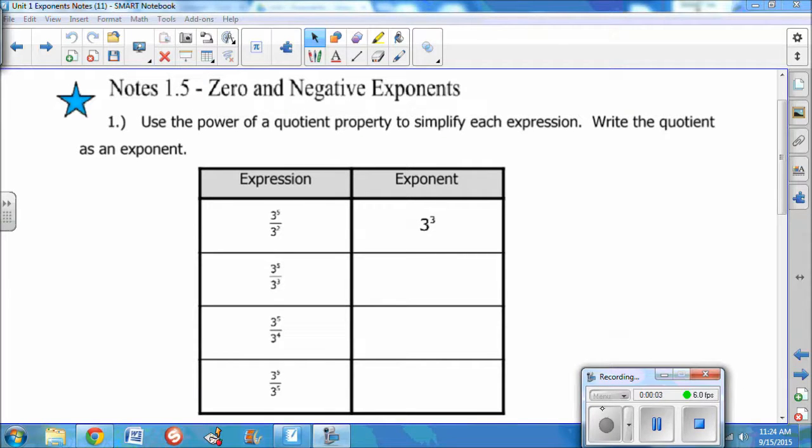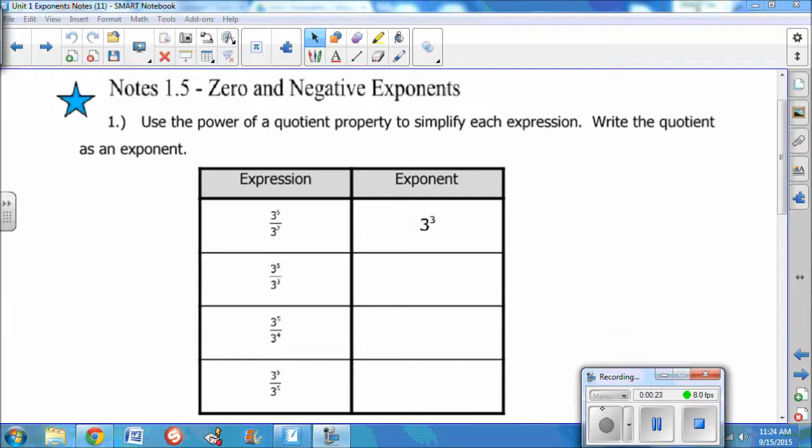Zero and negative exponents. Let's fill in the chart. It says use the power of a quotient property to simplify each expression. Write the quotient as an exponent. So the power of a quotient property means what do we do when we divide? What do we do with the exponents when we have like bases? We know that we subtract.